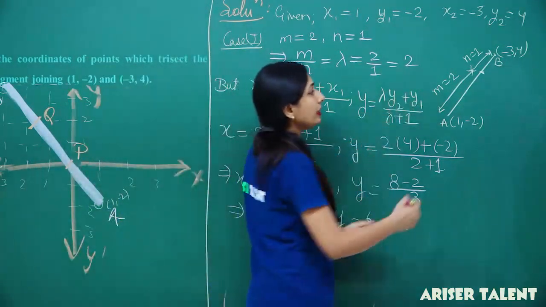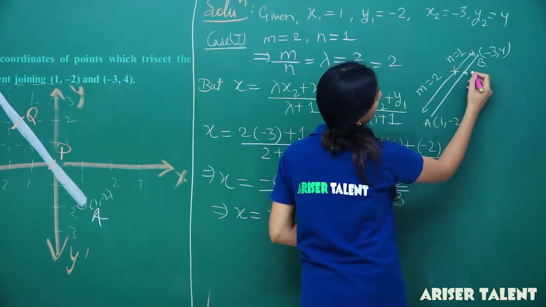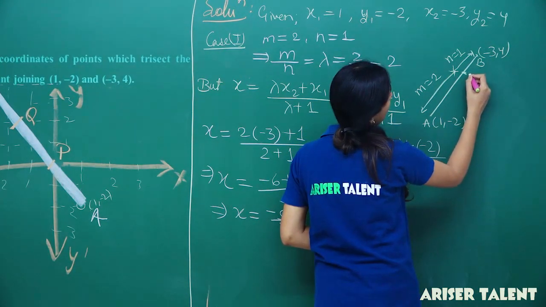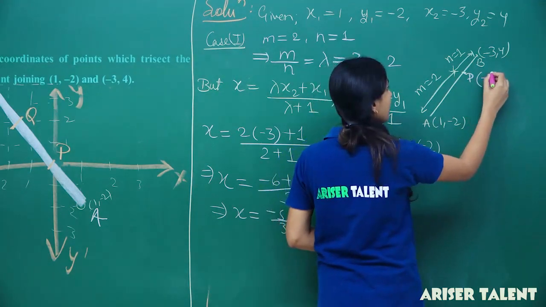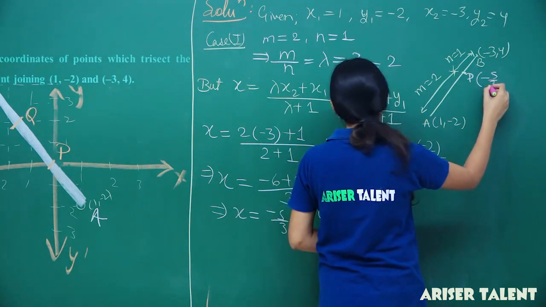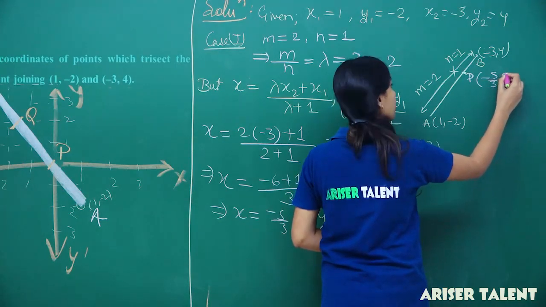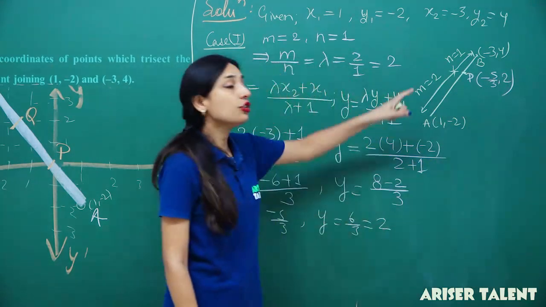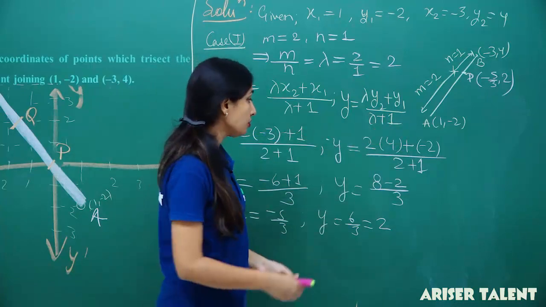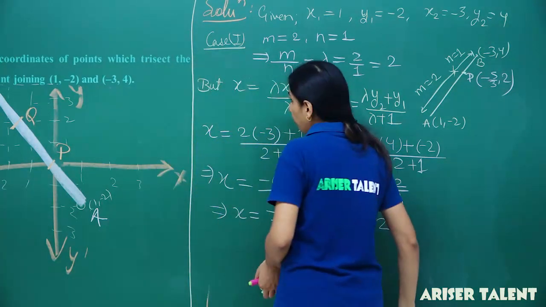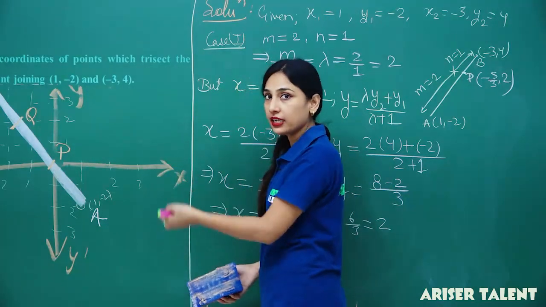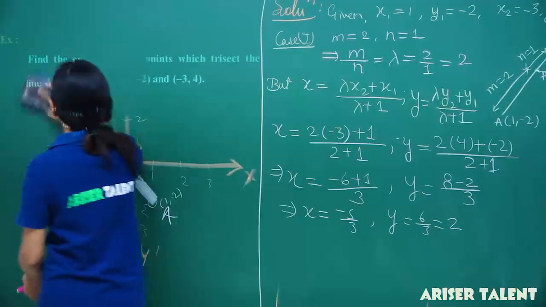Now, this is one point. This is the point P. You can have the point P, which is (-5/3, 2) here. Now, students, we have one more point. I should rub this portion, right? Okay, noted that.